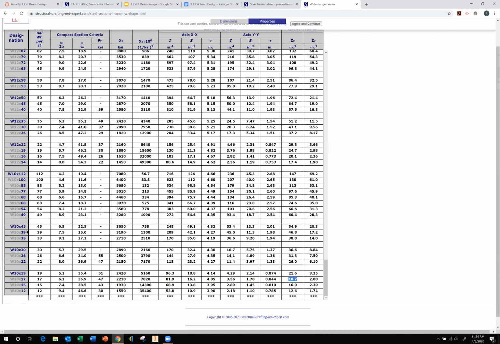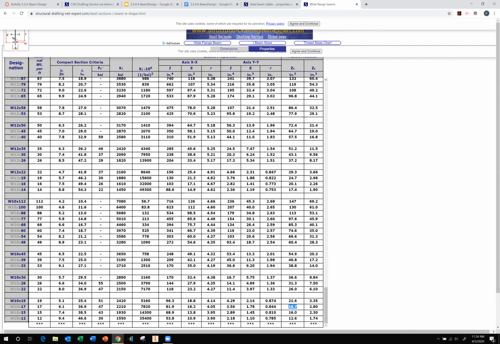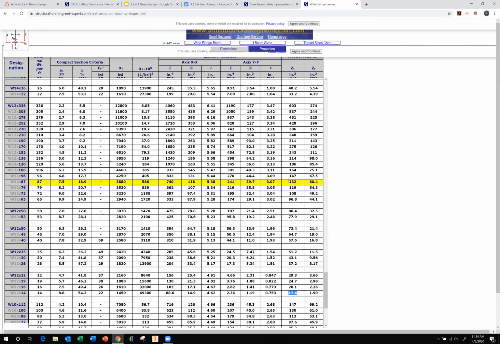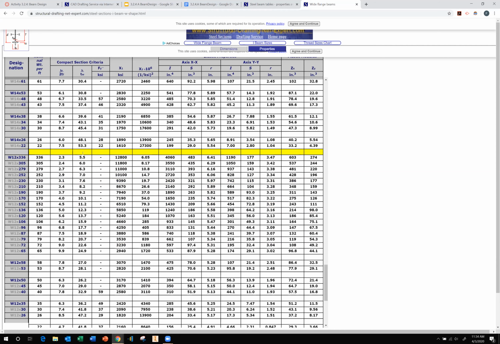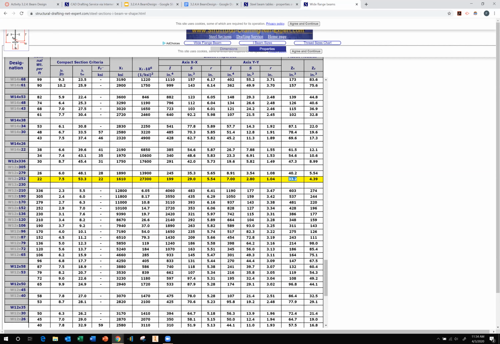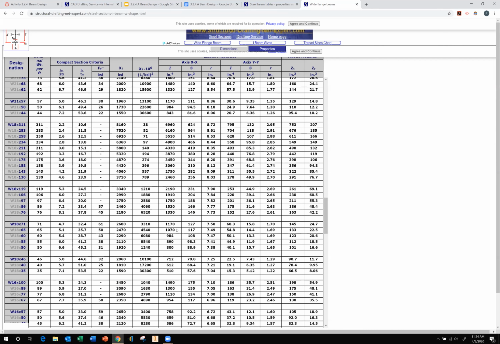Now I'm gonna go past the 10s and jump into the 12s. So which 12 works? Well, the 12 by 14 works because it's 17.4. I'm gonna jump into the 14s. The 14 by 22 works. And I could keep doing this, right? There's gonna be a 16, an 18, a 21 that works.